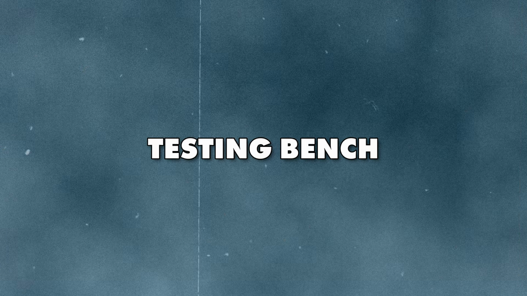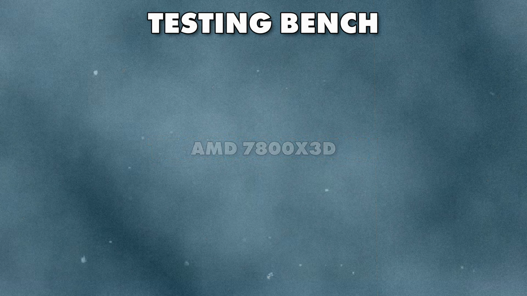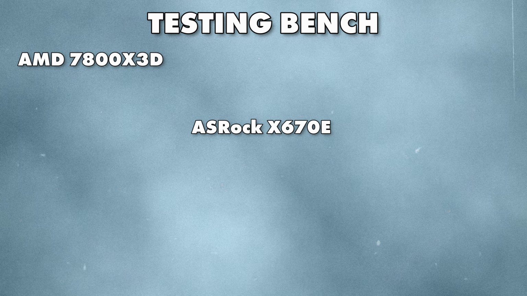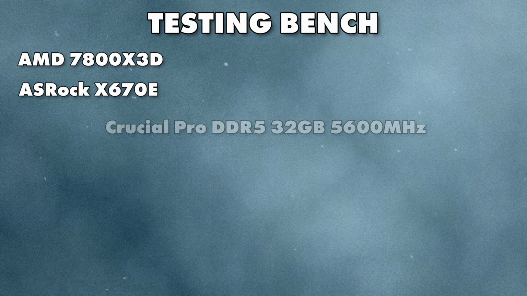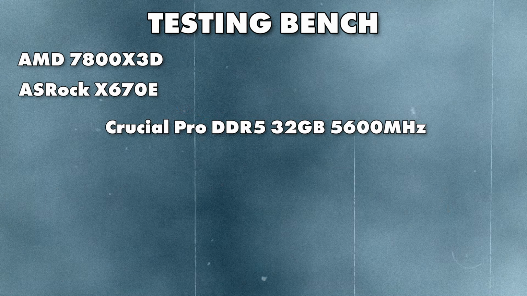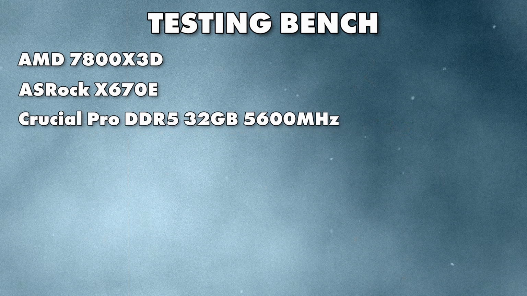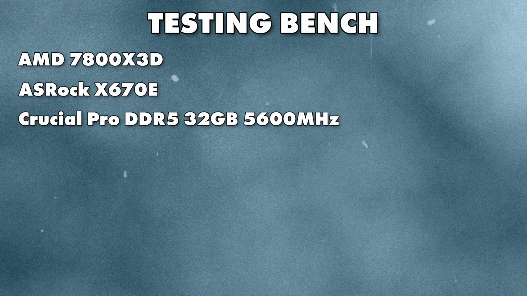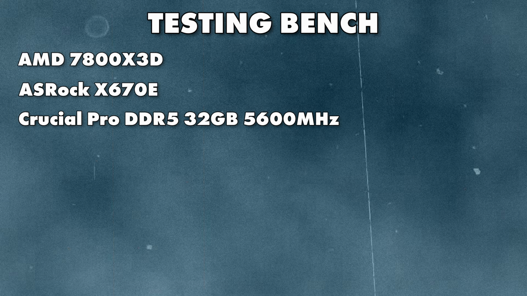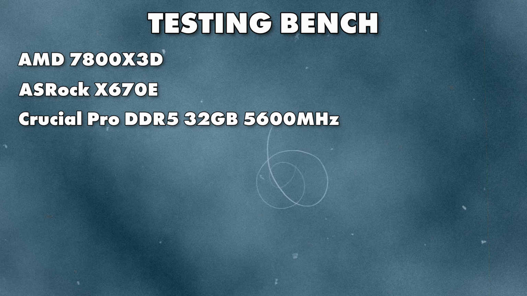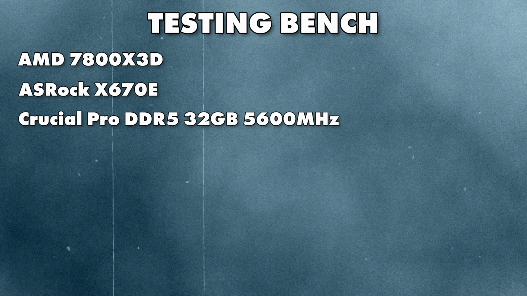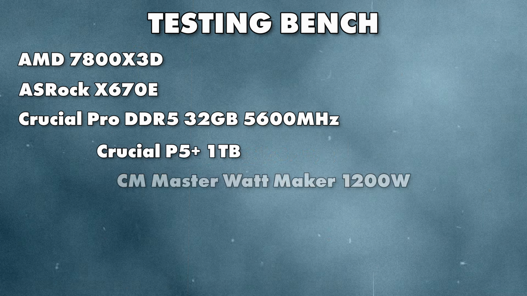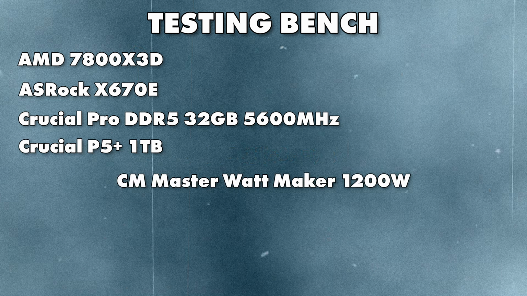So to tell you what we were testing on, the CPU is going to be the standard 7800X3D until further notice. The motherboard is the ASRock X670E Taichi Carrara. The RAM is the Crucial Pro DDR5 3200 at 5600 megahertz or MTS, but this would have affected the results only a little bit until I upgrade to 6400, so we can give or take a 1 to 2% differential on what you could expect should you be at the higher MTS. The SSD was the Crucial P5 Plus 1 terabyte. The PSU was the Cooler Master MWE 1200 watt.